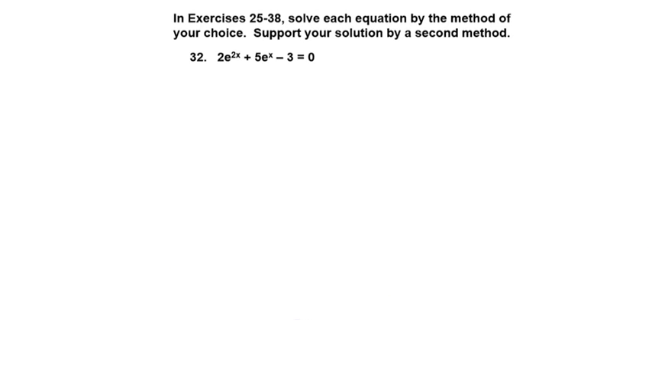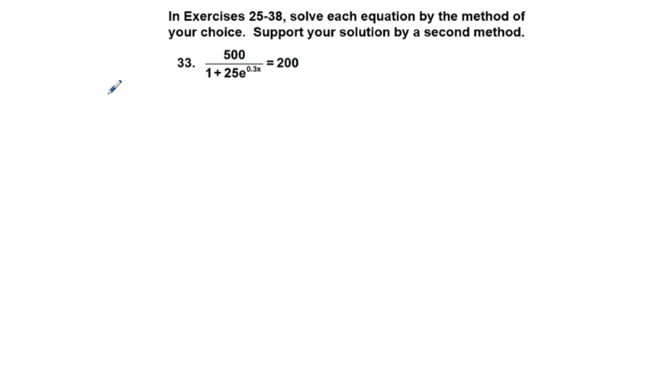Okay, next odd number problem, which is 33, we have 500 over 1 plus 25e to the 0.3x equals 200. So I'm going to rewrite this equation here. 500 over 1 plus 25e to the 0.3x, and that's going to be equal to 200.